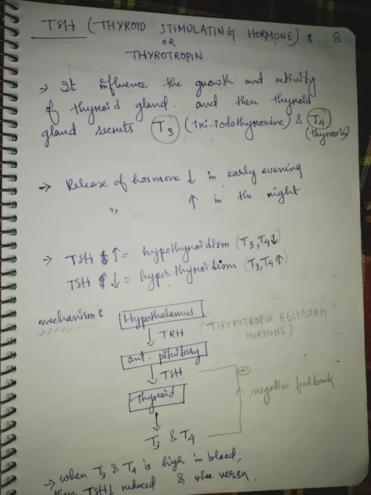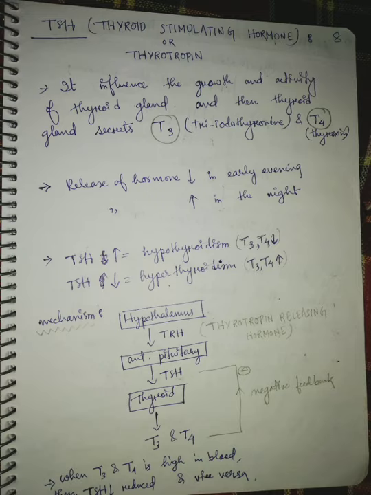Here it is written. The release of the hormone decreases in the early evening and increases in the night time. When TSH is increased, it is called hypothyroidism. When TSH is decreased, it is called hyperthyroidism. You will understand this later on, when we discuss the thyroid gland: TSH and T3, T4, hypothyroidism, hyperthyroidism.